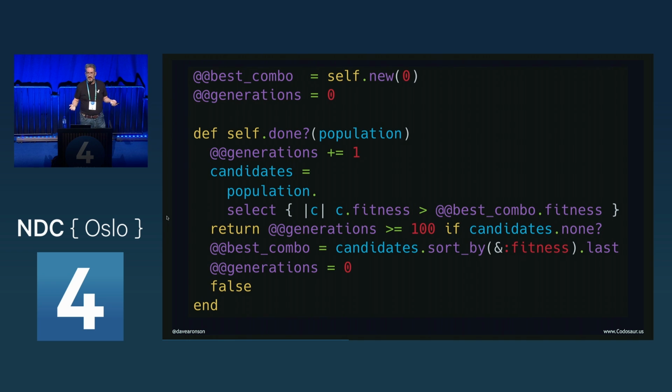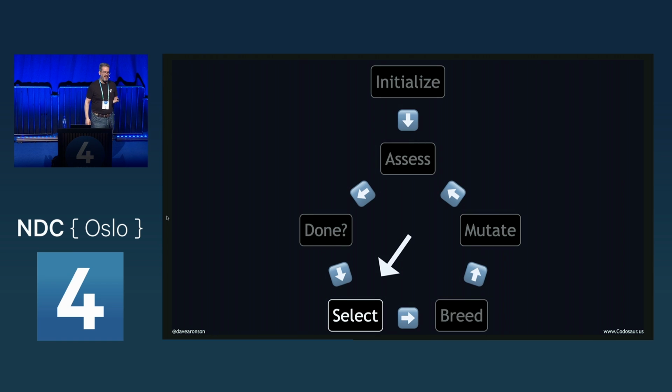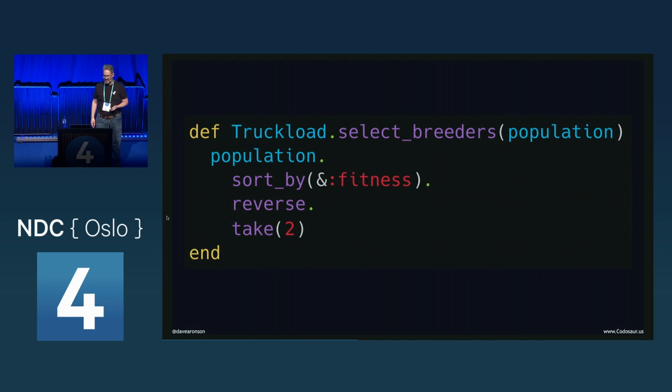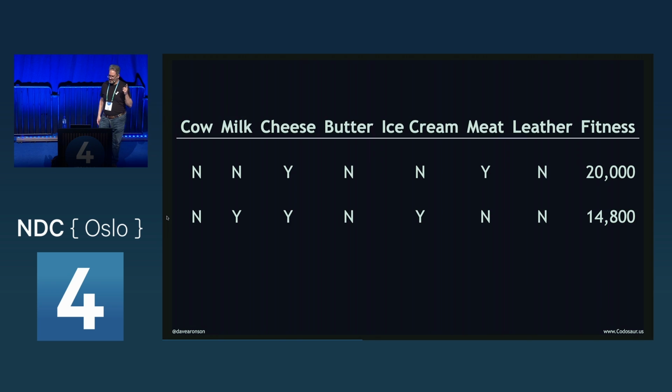Now, since this is the first cycle through, we're obviously not done, so next we select some breeders with which to breed the next generation. And the obvious way to do that is to take the top two most fit. We take the population, sort them by fitness descending, take the first two. Pretty simple. Out of our current population, that would get us these two.